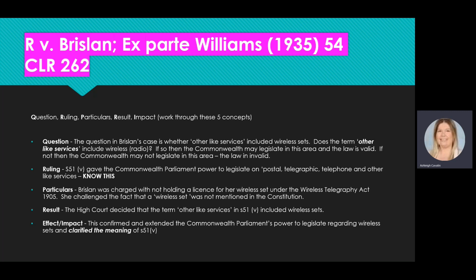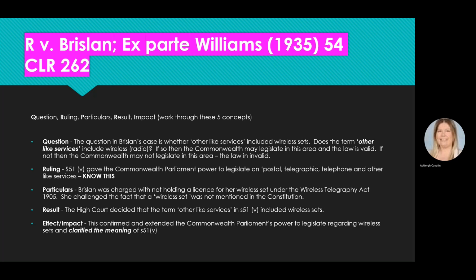When Brislan was charged with not holding a licence for her wireless set under the Wireless Telegraphy Act 1905, she challenged the fact that a wireless set was not mentioned in the Constitution specifically. The High Court then decided that the term other like services in Section 51 could include a wireless set. What was the impact? This confirmed and extended the Commonwealth Parliament's power to legislate regarding wireless sets and clarified the meaning of Section 51.